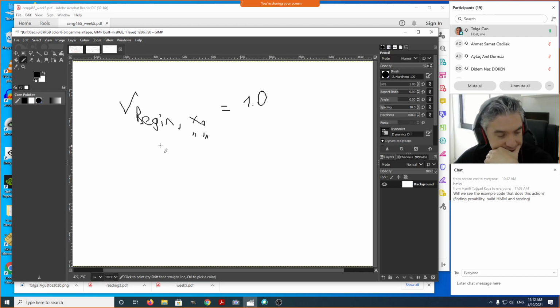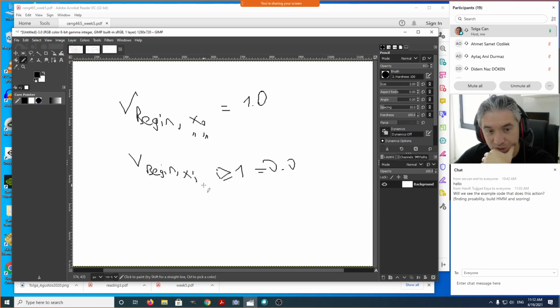And another thing is, the probability to be at the begin state and having observed something, where i is greater than or equal to 1, is also 0.0, which means that you cannot be at the begin state and have observed some symbol of your sequence. It means that you have to always start from the first letter in your sequence.